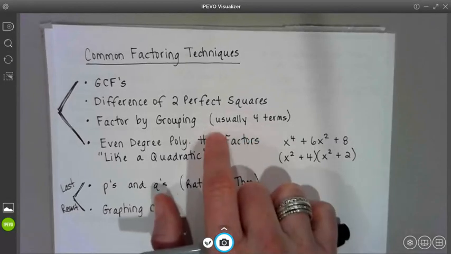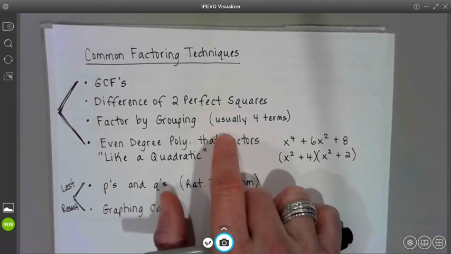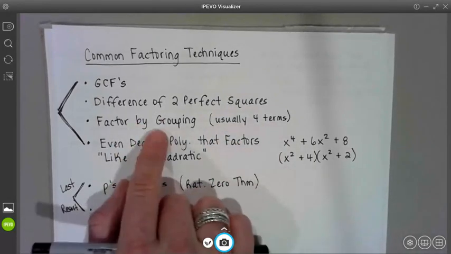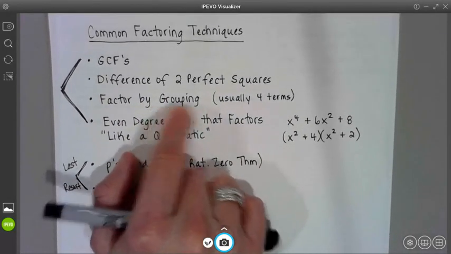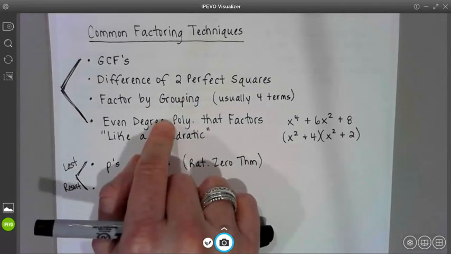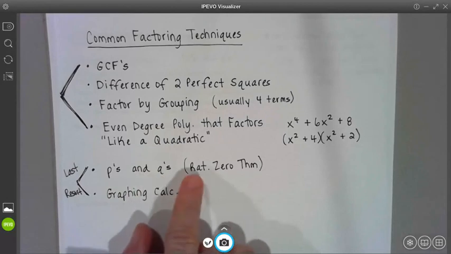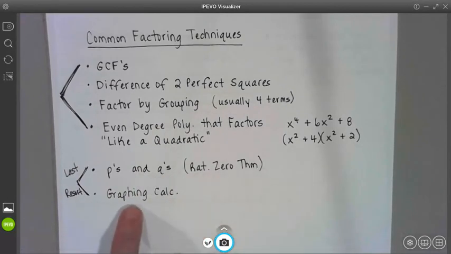And if we can use these techniques, trust me, we would rather use these techniques than have to go to our P's and Q's. But when all else fails, if you can't factor these higher degree polynomials like this, then your last resort is going to be using your P's and Q's, your rational zero theorem, or the graphing calculator. Sometimes it's going to come down to that, maybe it's too difficult for us to solve by hand algebraically, and we're just going to have to depend on that graphing calculator to give us some clues.